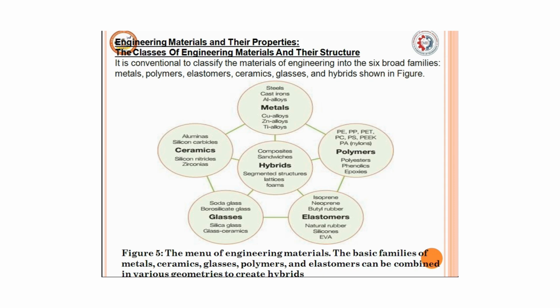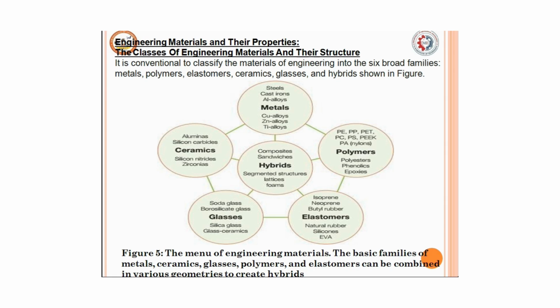In the hybrid materials, we have composites, which has got sandwiches, segmented structures, lattice, and foams. Under hybrids, here you can see polymers are there. Under polymers, there are different materials like polyethylene, polypropylene, polytetraethylene, polycarbonate, polystyrene, nylons, like this different materials are there.